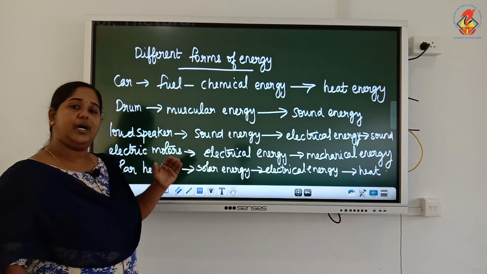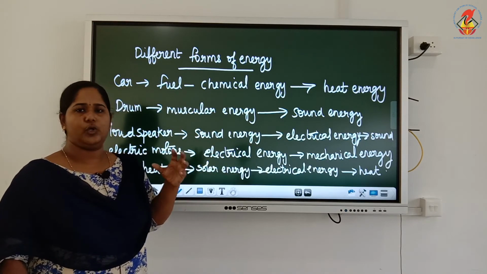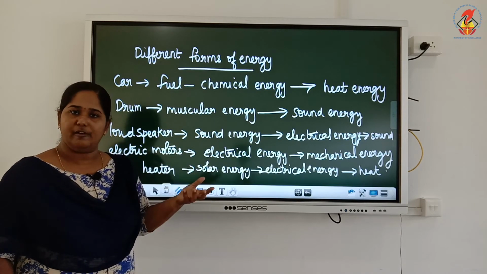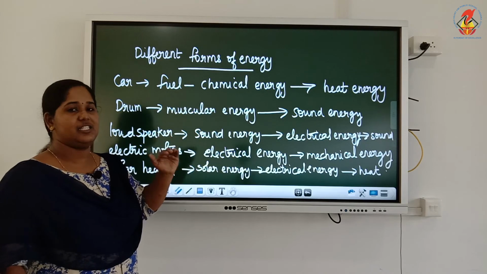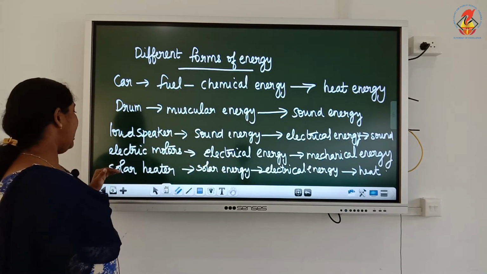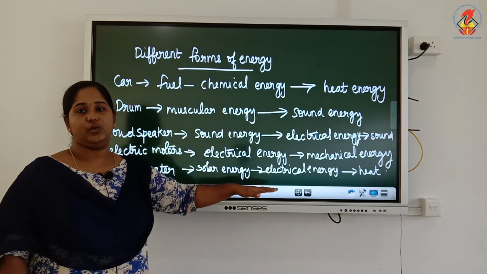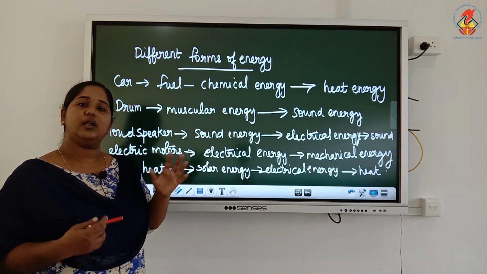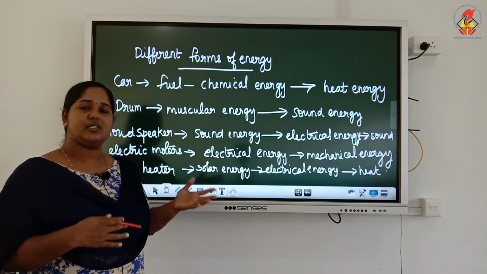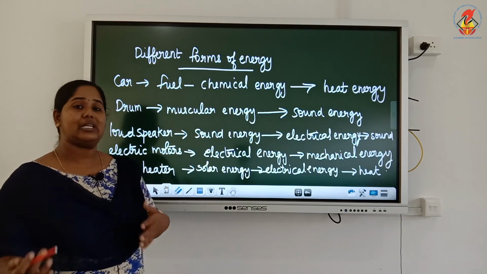The next is electric motors. Electric motors work on electricity, so electrical energy is converted into mechanical energy. Motors mainly help in the working of machines. So electrical energy is converted into mechanical energy where machines work. And the last one is solar heater. Solar energy is converted into what? Heat energy. If it is a solar cooker, solar energy is converted into heat energy. Solar panels, solar energy is converted into electrical energy.